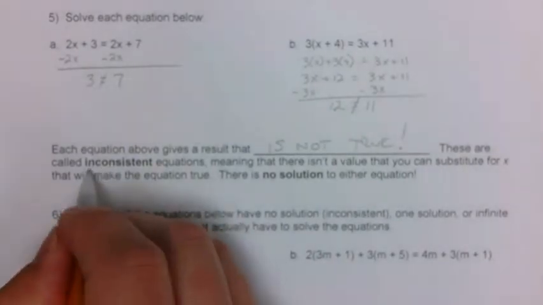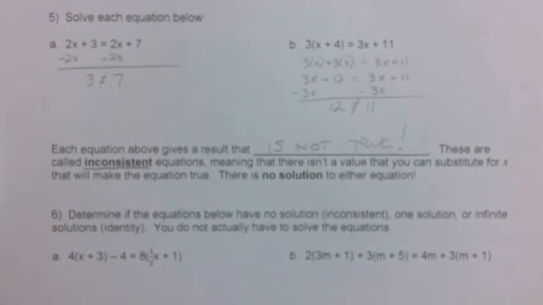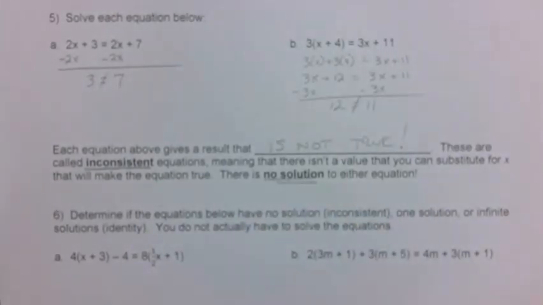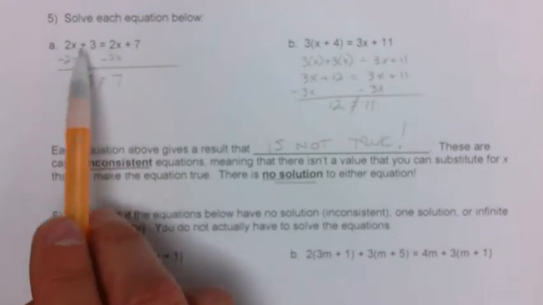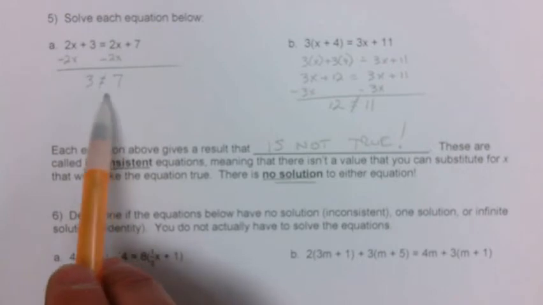These are called inconsistent equations, meaning that there isn't a value that you can substitute in for x that will make the equation true. There is no solution to either equation. It doesn't matter what value of x I try to substitute in, I'm not going to get anything where they're going to be equal to each other.